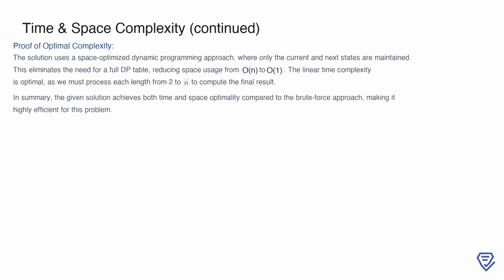Instead of maintaining a full DP table to track all states, we only store the current and next states for the vowel counts. This optimization reduces the space requirement from O(n) to O(1), as we no longer need memory that scales with the input size. Meanwhile, the linear time complexity is unavoidable because we must process each length from 2 to n to compute the final result. Thus, the solution achieves both time and space optimality. Compared to the brute force approach, this method is exponentially faster and uses minimal memory, making it highly efficient and well suited for solving this problem at large input sizes.